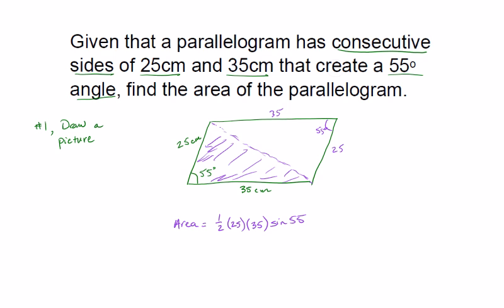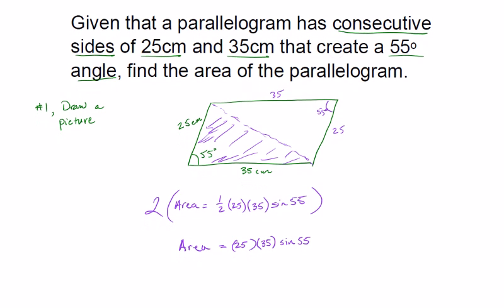right? But then I've got another equal triangle on the other side, and so if I took this whole thing and I multiplied it by 2, I would probably have the area of the parallelogram. And so I'm just going to end up with that the area of the parallelogram is equal to 2 times 1/2, which is just 1, so just 25 times 35 times sine of 55. And hopefully that will tell me the area of the parallelogram. Hopefully that makes sense. If you disagree, let me know, but I think it'll work.